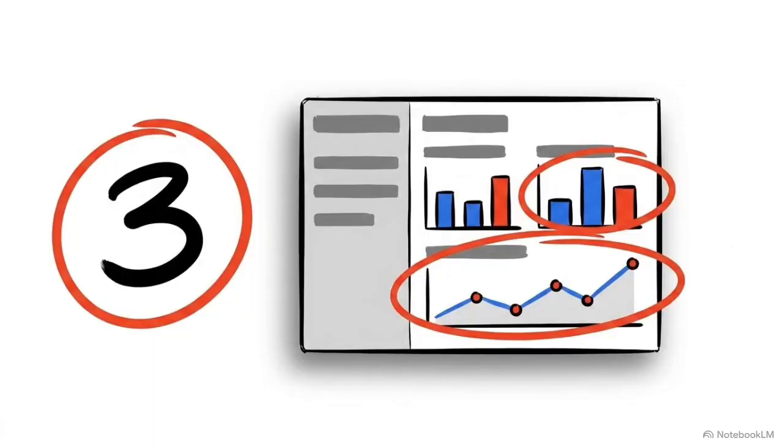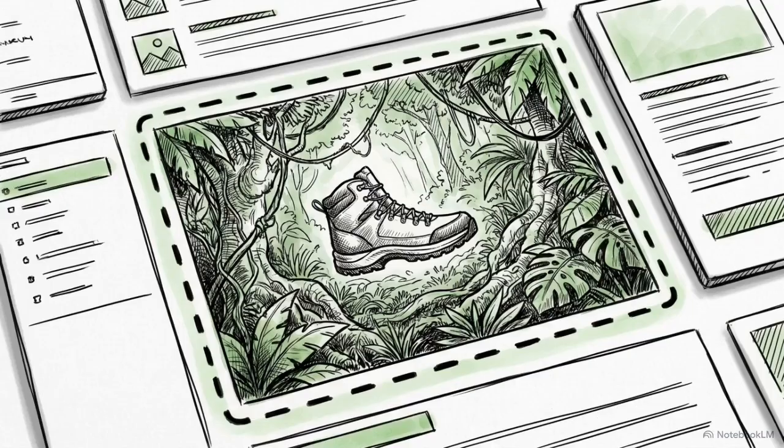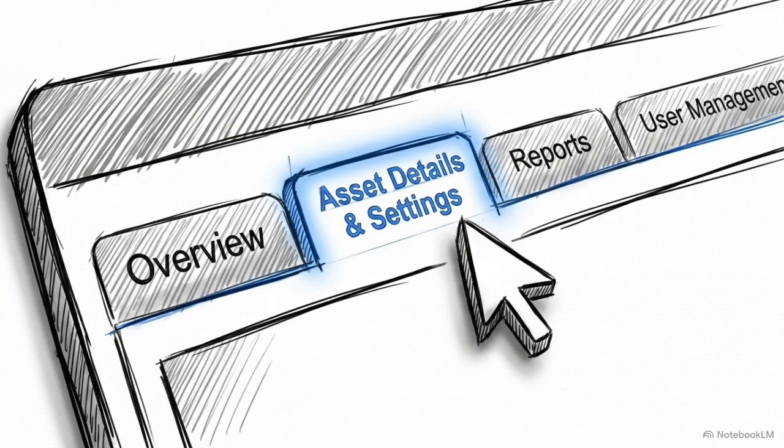Now that the asset is prepared, we can move into the main Google Ads dashboard for the setup phase. Begin your standard campaign creation workflow. You do not need to alter your usual preliminary steps. Upload the third-party generated media asset directly into your ad group. Navigate away from the primary upload screen and open the specific asset details and settings panel.